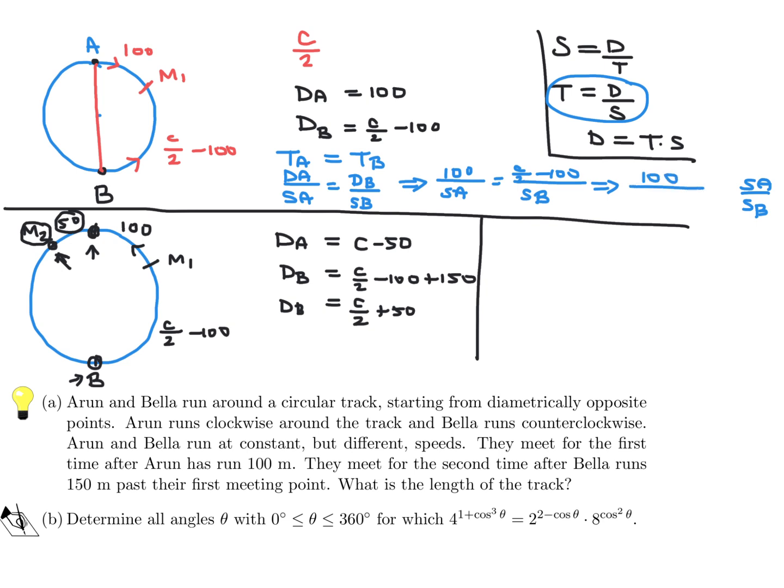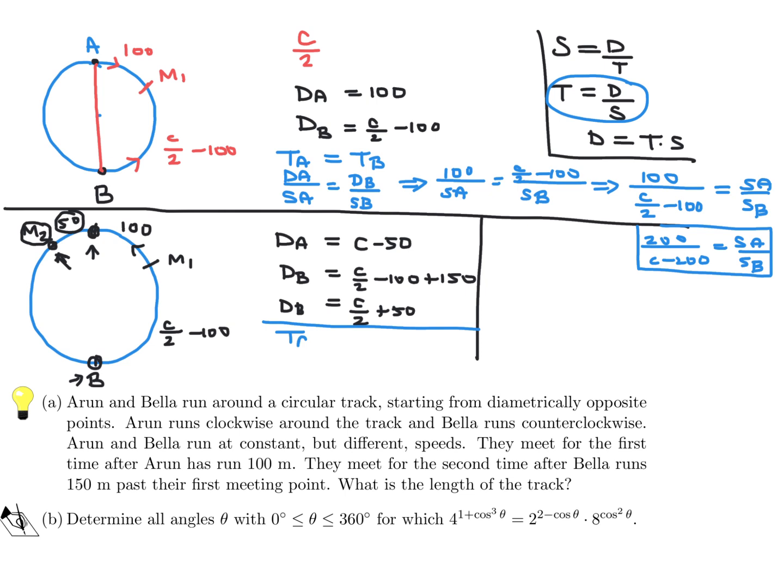100 over c over 2 minus 100. Yeah, and then if we multiply top and bottom by 2, I'll get 200 over c minus 200 is SA over SB. Okay, so that's a pretty good finding, I think. 200 over c minus 200. Okay, so then the same story over here.